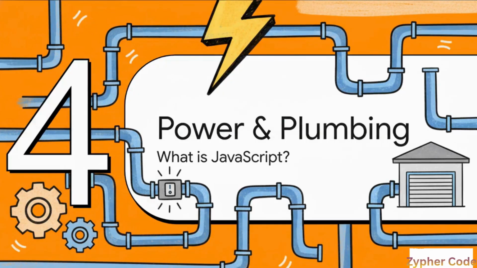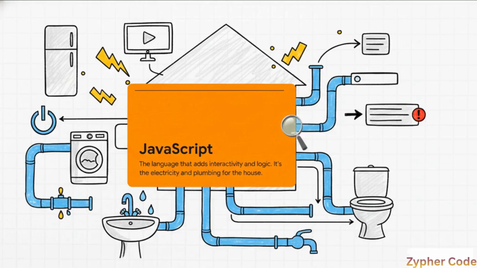Our house is now beautifully structured and decorated. Looks great, but a pretty house isn't much use if you can't turn on the lights or open the garage door. We need it to do things. It needs to be functional. And that is the job of JavaScript. JavaScript is the electricity, the plumbing, and all the appliances. It's what makes the house come alive. When you click a button and a menu appears, that's JavaScript. When you fill out a form and it tells you there's an error, that's JavaScript too. It adds all the interactivity and logic that turns a static web page into a dynamic, functional application.